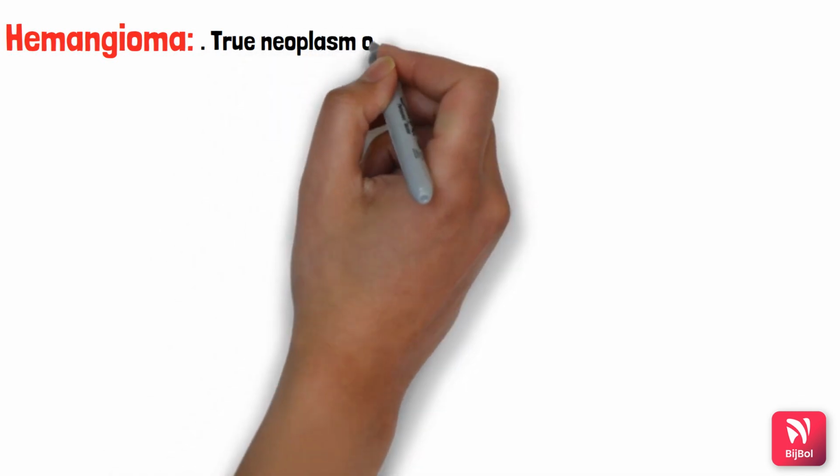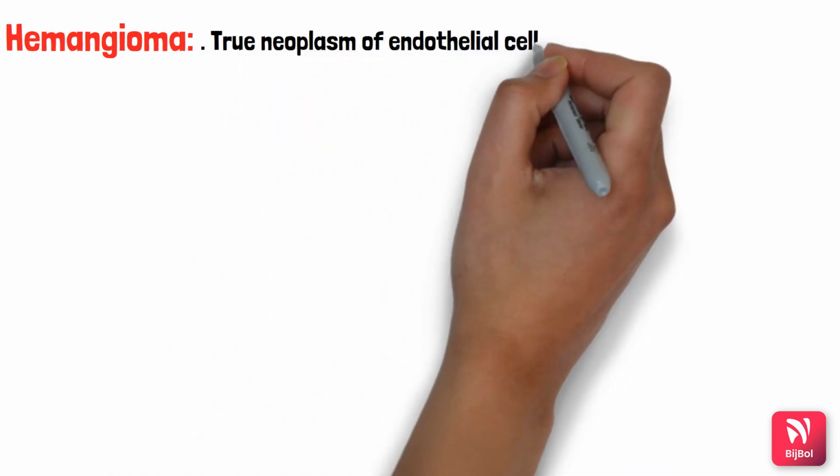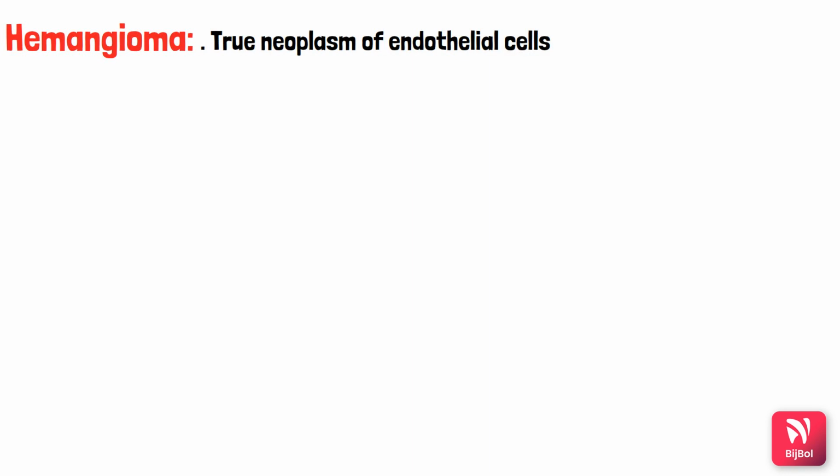Next, a very important one, it is a hemangioma. It is a true neoplasm, and sometimes it is also considered a hamartoma of endothelial cells. What are endothelial cells?